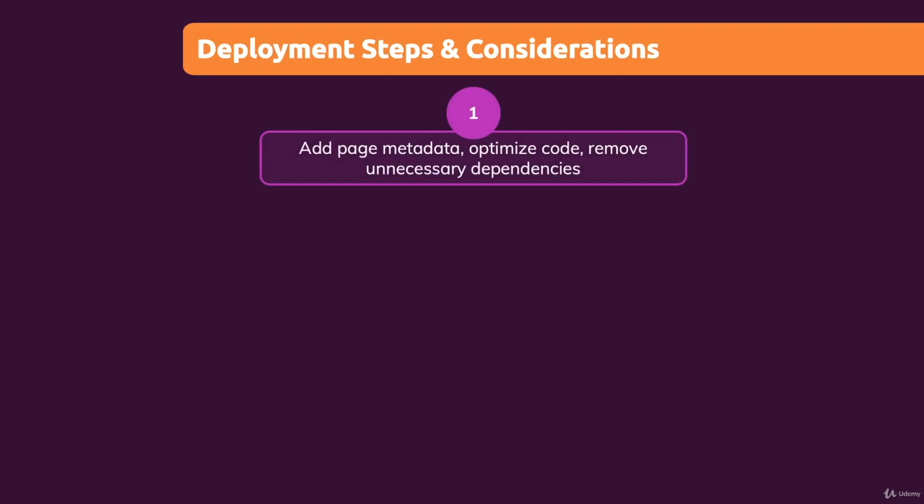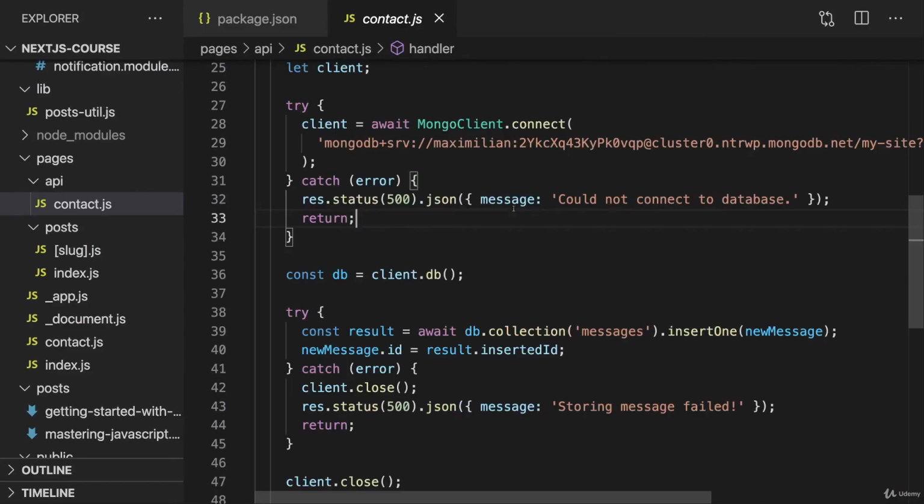Now let's start with step number 1 in this lecture. Let's double check our code and verify that we're happy with it. For this, I'm back in this blog project, which we worked on in the last course section. If you didn't follow along there, you find my latest snapshot attached.